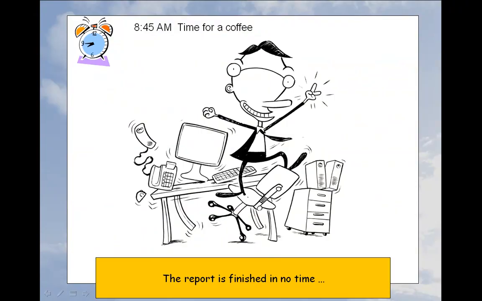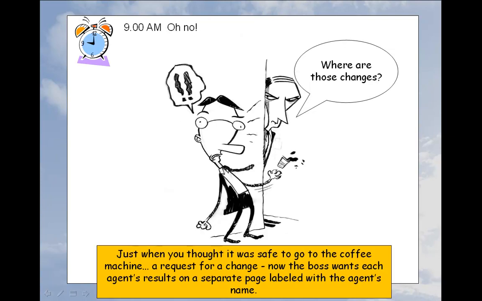So the report is finished in no time, and Joe is happy as a clam again. Now he can go back to that lovely coffee machine. But just when you least expected it, there's the boss again asking for a change in the report. Now he wants to see the results of each salesman on a separate page, and each page has to be labeled with that salesman's name. What's Joe going to do now?